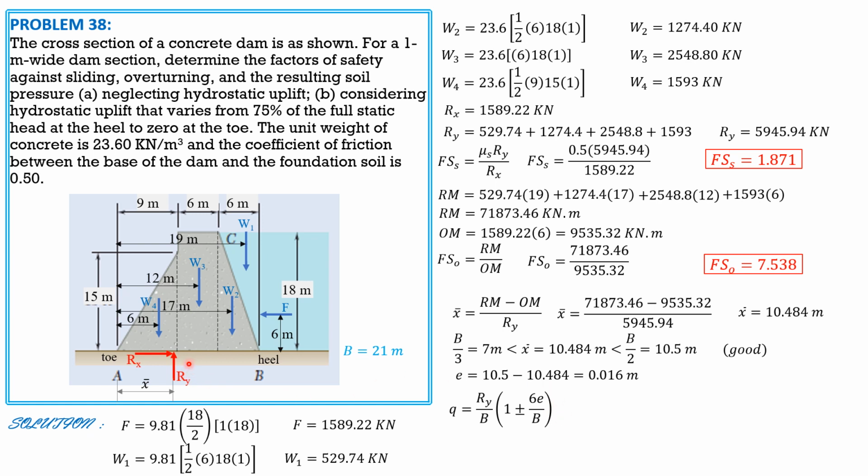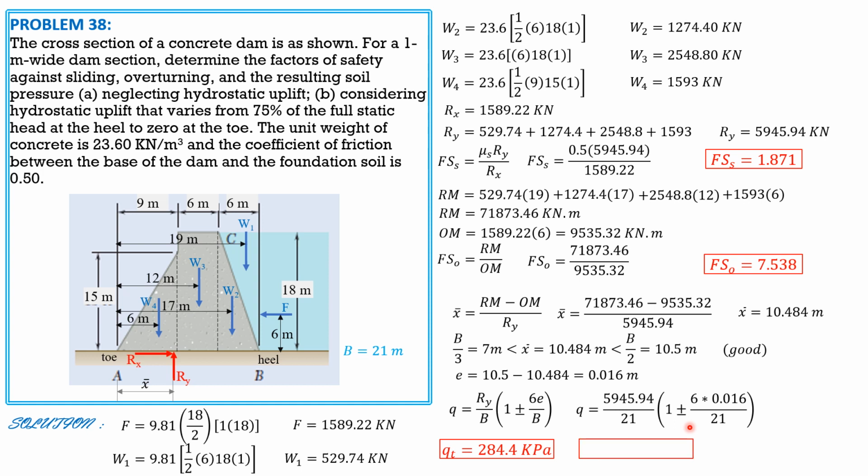Because Ry is closer to the toe by a little bit, we use plus in this calculation, and we use minus for the soil pressure at the heel. So Q is 5945.94 over 21, quantity 1 plus minus 6 times 0.016 over 21. Use plus for Q sub toe, and minus for the soil pressure at the heel. So Q sub toe is equal to 284.4 kilopascals, and the soil pressure at the heel, Q sub H, is equal to 281.8 kilopascals. So they are expected to be close.